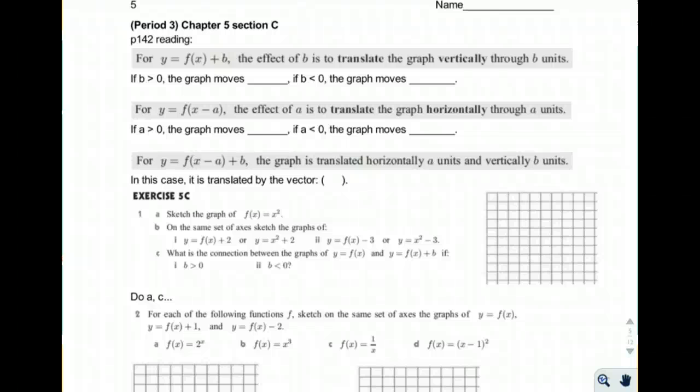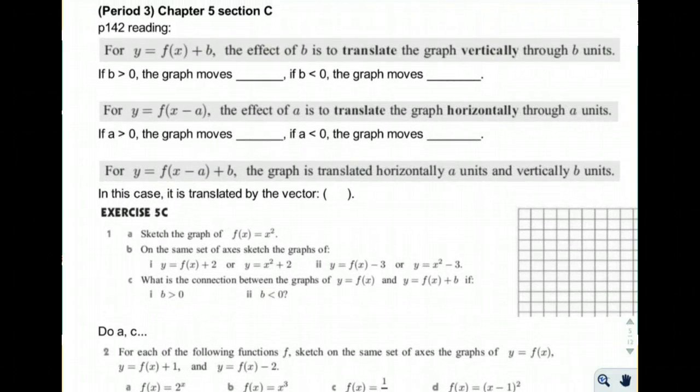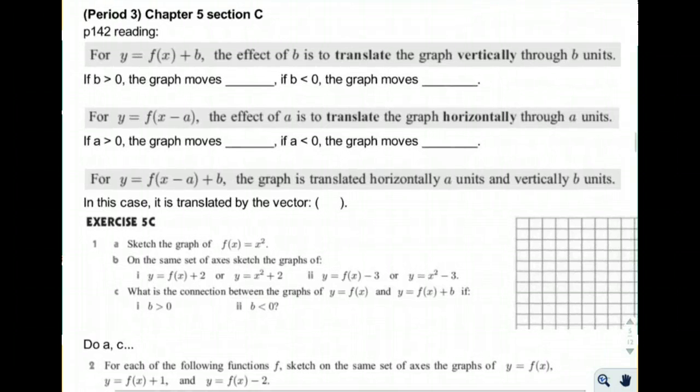We are working on transformations, section C of chapter 5. On the reading, for y equals f of x plus b, the effect of b is to translate the graph vertically through b units. If b is greater than 0, the graph moves.